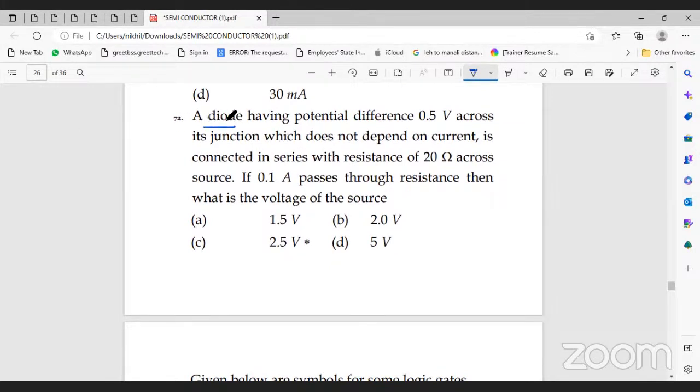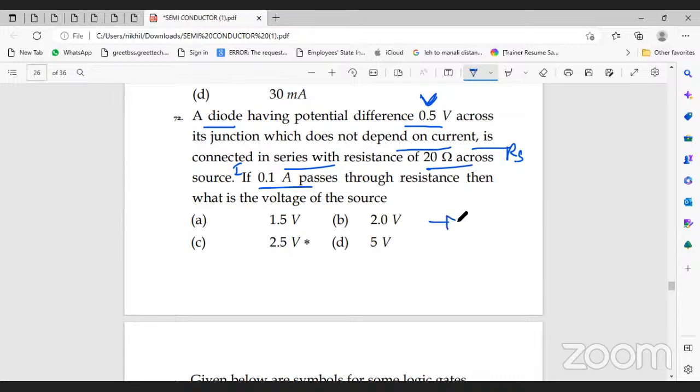There is a diode. Diode is having a potential difference of 0.5 volt, and that doesn't depend on the current. And the series resistance is there, that is 20 ohm, that is RS. Current is there, that is 0.1 ampere, which is passing through the resistance. What is the voltage source? Be very careful.